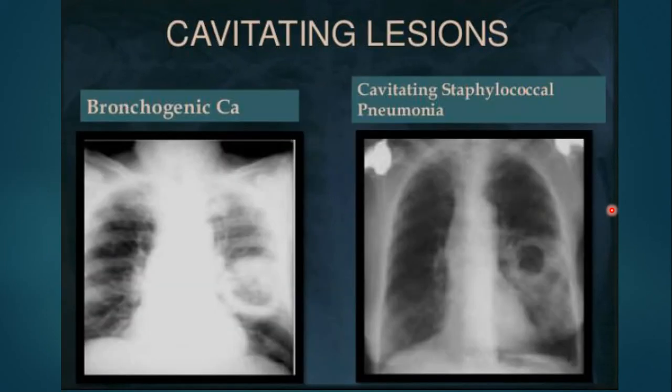For example, let's see here. This is a lesion that contains gas inside. You can see there is air, the black area is air inside. So, is it a cyst or a cavitating lesion? Write me the answer, please. Is this a cyst or a cavitating lesion?